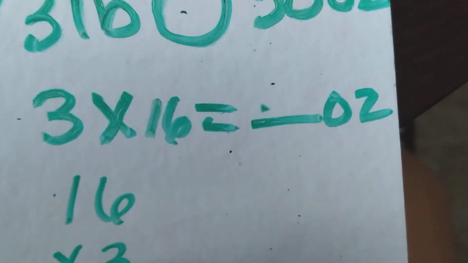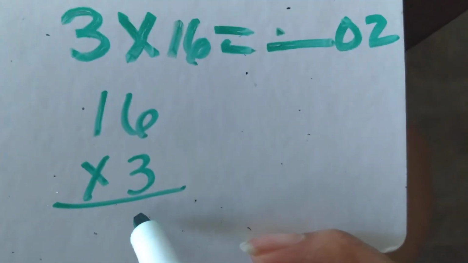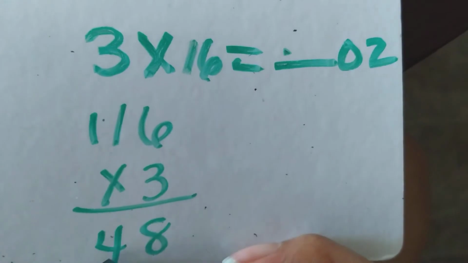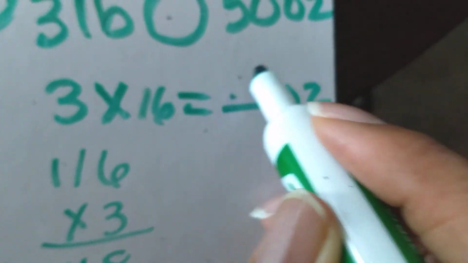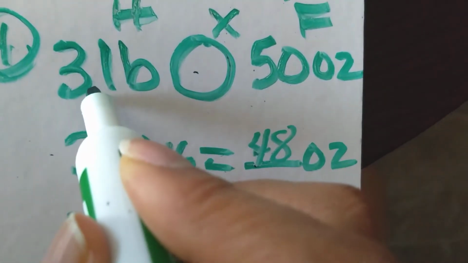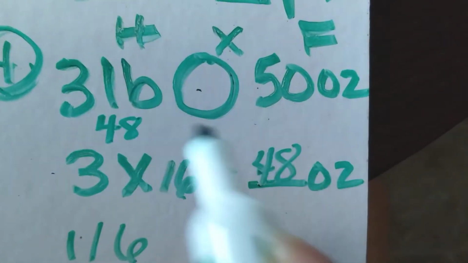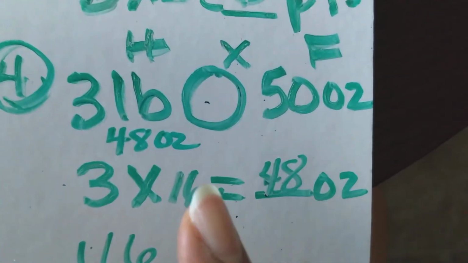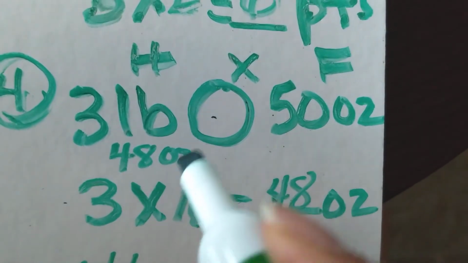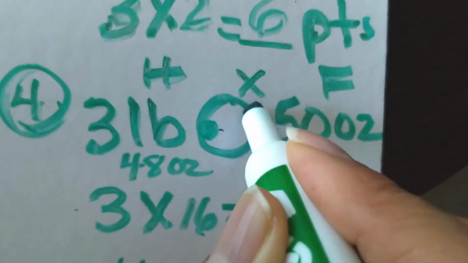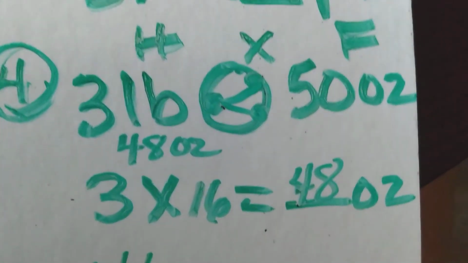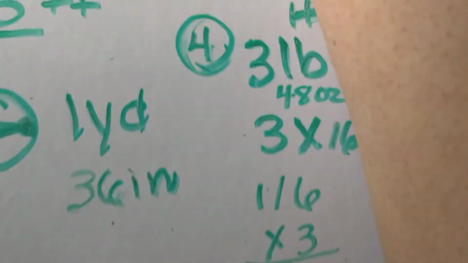16 times 3. 3 times 6 is 18. 3 times 1 is 3. Plus 1 will give me 4. So my answer is 3 times 16 is 48 ounces. That means 3 pounds is equal to, right underneath it, 48 ounces. Comparing 48 ounces to 50, 48 is less than 50. So 48 would get 1 dot, 50 would get 2 dots, and you simply connect the dots. So number 4 is going to be less than.